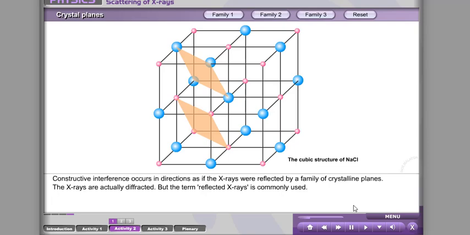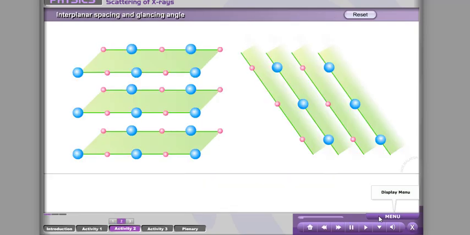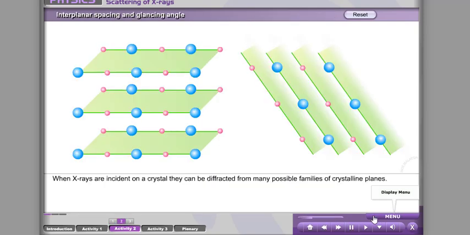Constructive interference occurs in directions as if the X-rays were reflected by a family of crystalline planes. The X-rays are actually diffracted, but the term reflected X-rays is commonly used. When X-rays are incident on a crystal, they can be diffracted from many possible families of crystalline planes.